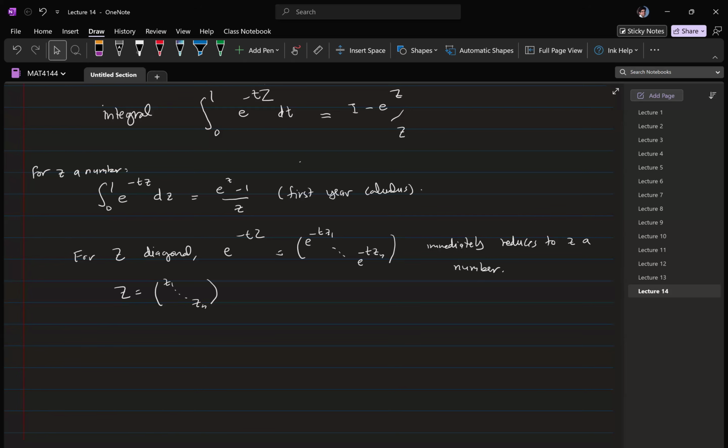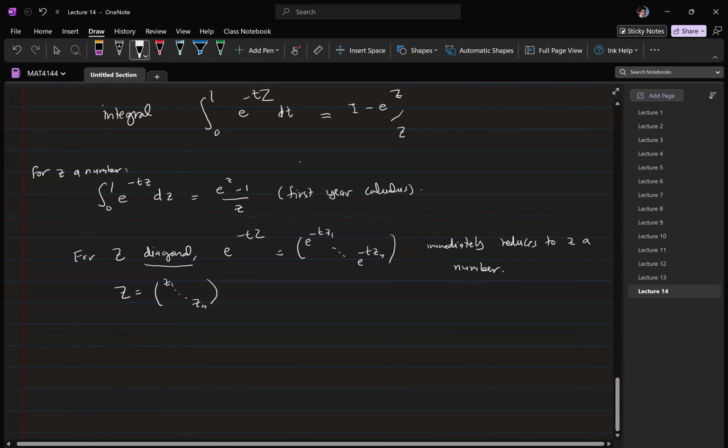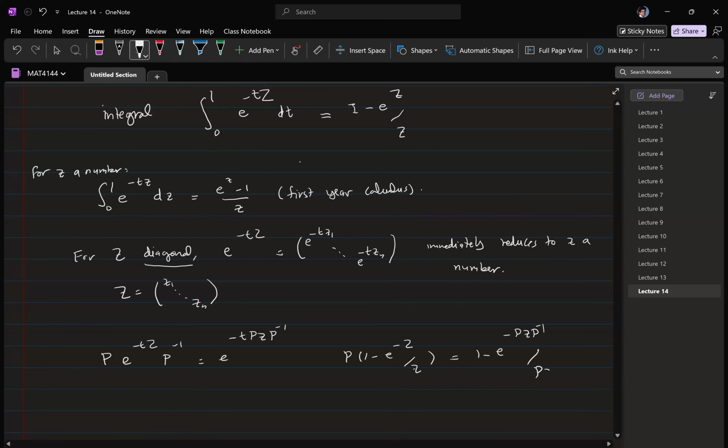Exactly. So now that I have it for diagonal matrices, I can also do this for diagonalizable matrices, matrices that after conjugation become diagonal. Why? Because if I conjugate this, then I get e to the minus t conjugate of this. And the right-hand side is the same story, right? If I just conjugate 1 minus e to the minus Z over Z, then I get 1 minus e to the minus PZP inverse divided by PZP inverse.